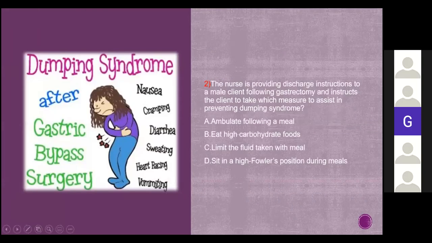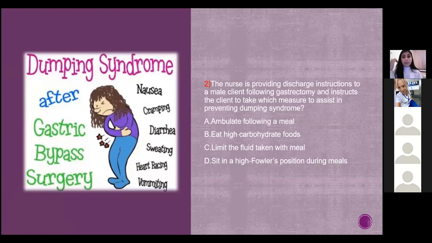The second question: the nurse is providing discharge instruction to a male client following gastrectomy and instructs the client to take which measure to assist in preventing dumping syndrome. Ambulate following a meal, eat high carbohydrate foods, limit the fluid taken with meals, sit in a high Fowler's position during meals.